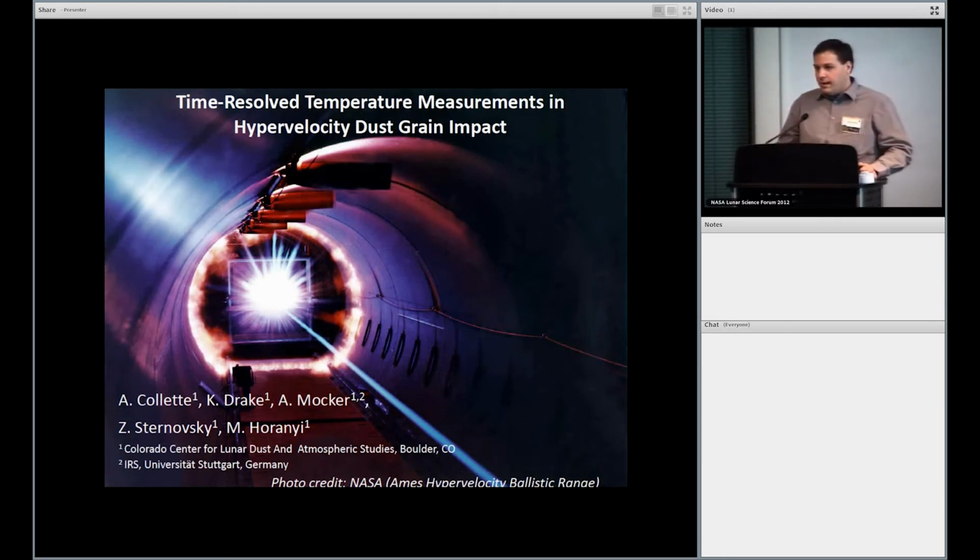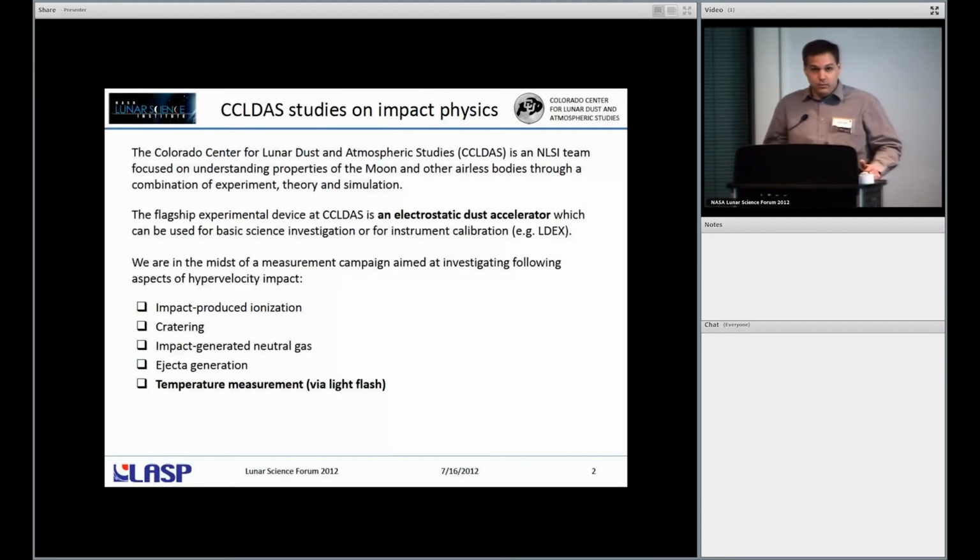When you have a particle moving at very high speed relative to the sound speed in the material, on impact you can get a bright flash of light in the visible range. That carries information about the quantities inside the plasma or gas produced in the impact. One of the things we're looking at is the temperature.